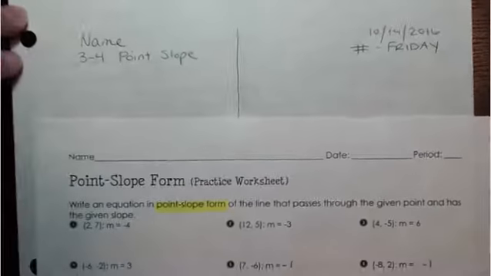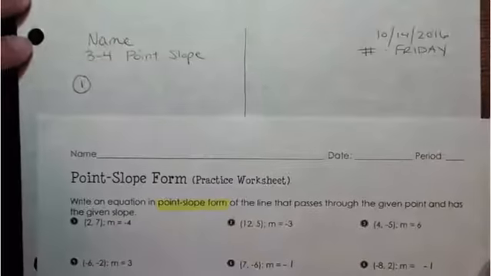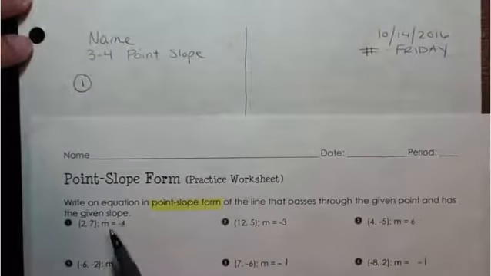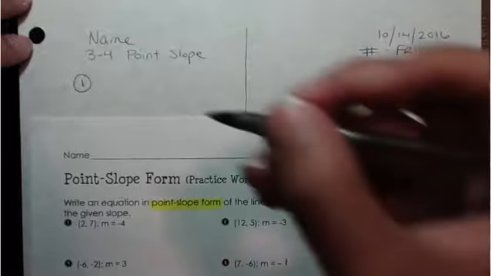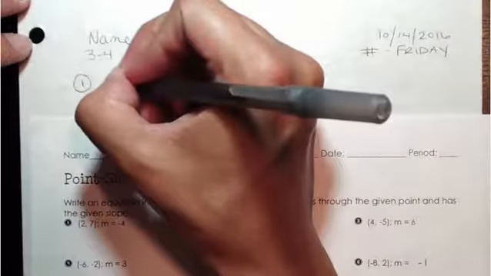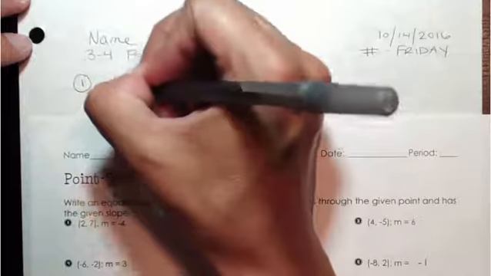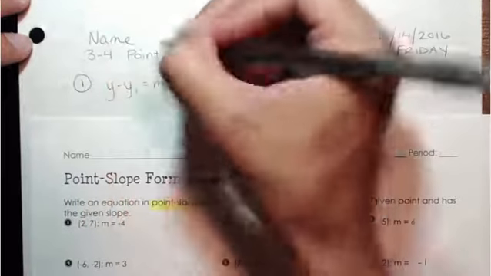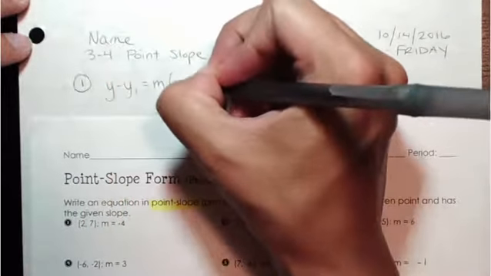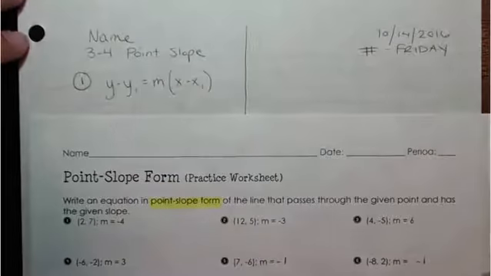On your paper, it should already be headed. We're going to put number 1 on our paper. Every question needs to have work shown. So it says we want to write an equation in point-slope form. So again, at the point-slope form, I'm going to write that at the top. y minus y1 equals m(x minus x1). That's what my answer should look like.